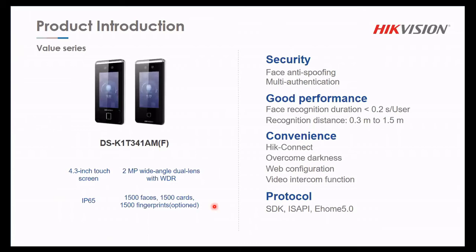All right, a little bit more value series over here, and in most cases it's still enough because this guy does 1,500 faces or 1,500 cards, or the same for the fingerprints. It's an IP65 unit, so you can mount this outside. It's got a 4.3-inch touch screen, and a 2-megapixel wide-angle dual lens for the spoofing part, and also proper WDR built in, so very good light handling. All right, and basically the same functionality for the rest, except the recognition distance is only up to 1.5 meters from the unit, but that still is okay for social distancing.